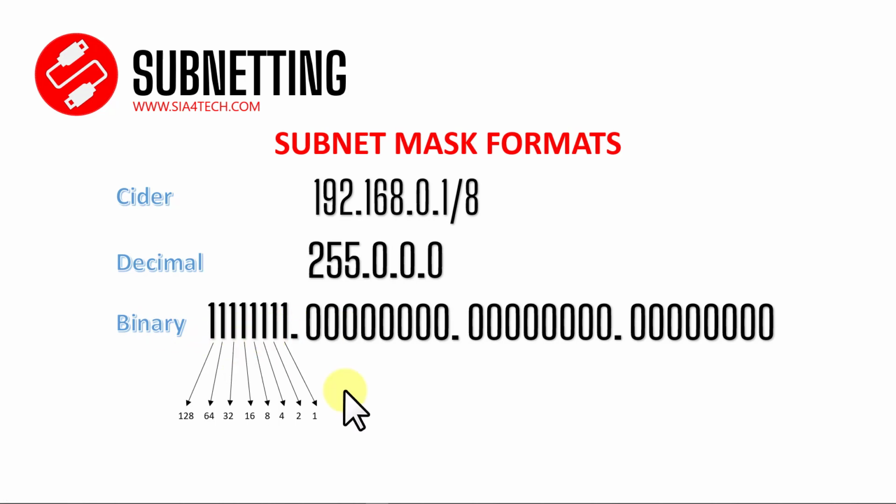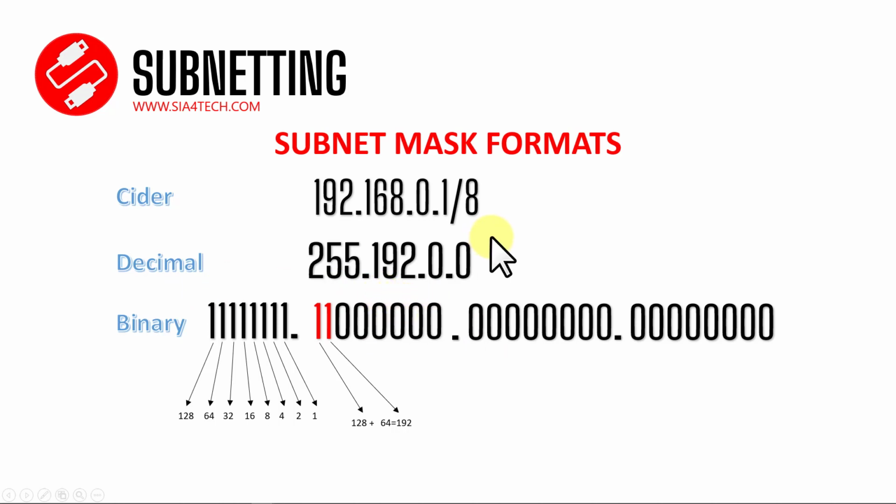An IP address or subnet mask consists of 4 octets. This is first, second, third, fourth, and each octet consists of 8 bits, and each bit represents a number. If it is on, you put 1, and this one represents 128, the second one 64, and so on. So this 255 comes from the summation of these numbers. For example, in the second octet, if I turn on 2 bits like this, it means we have 128 plus 64 equals 192. So the subnet mask in decimal format becomes 255.192, and the CIDR notation becomes /10. The 10 means 10 bits are on.